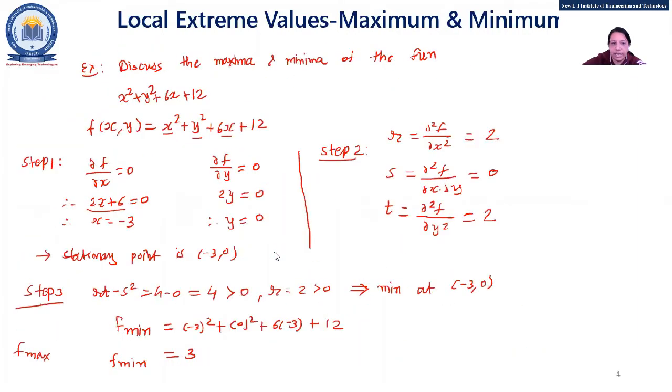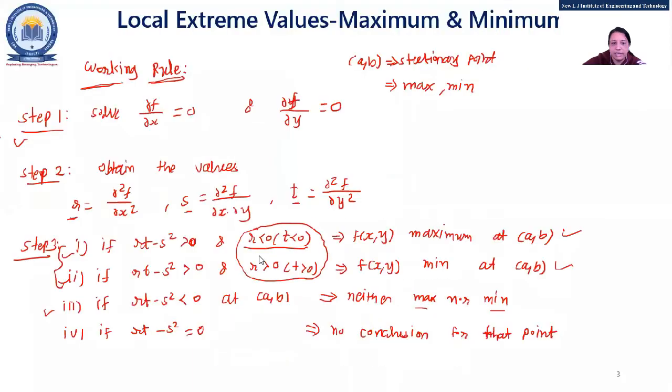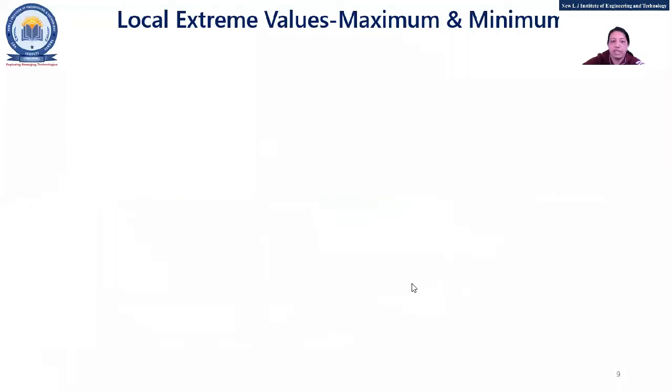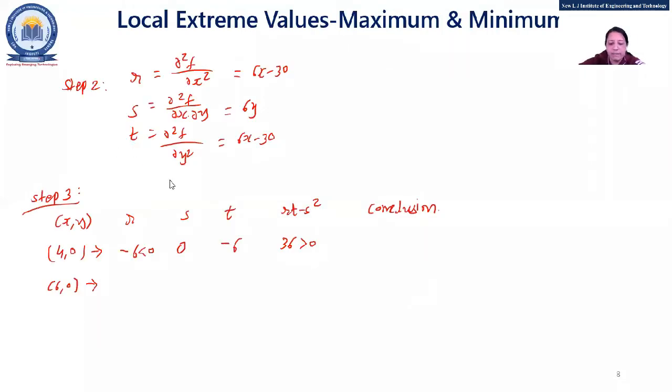That is in the first slide. If your rt minus s square is greater than 0, first condition, and R is less than 0, so we can say f(x,y) is maximum at that point, right? So we can write what? Maximum at that 4 0, right? I'll write it in short form, maximum, just fine.